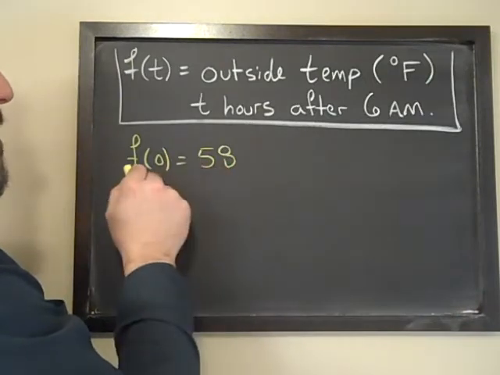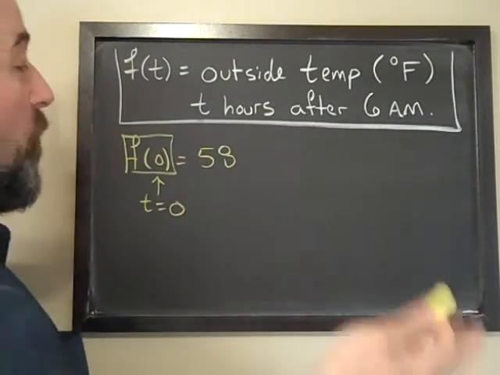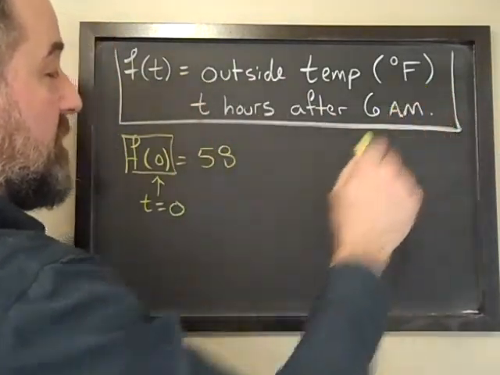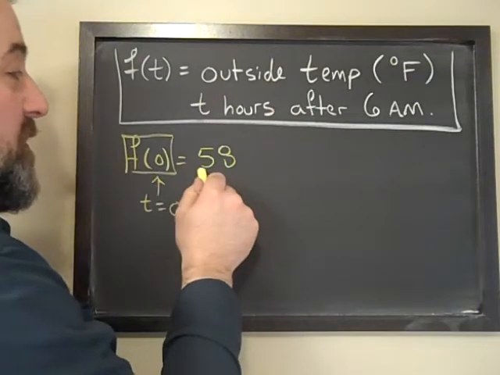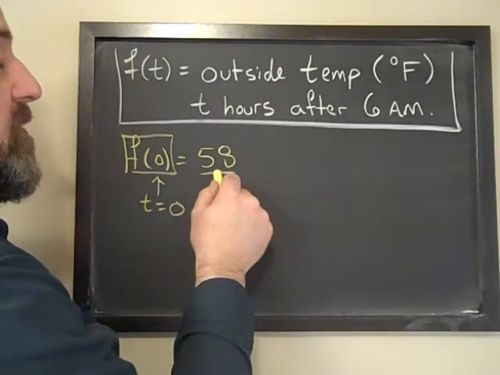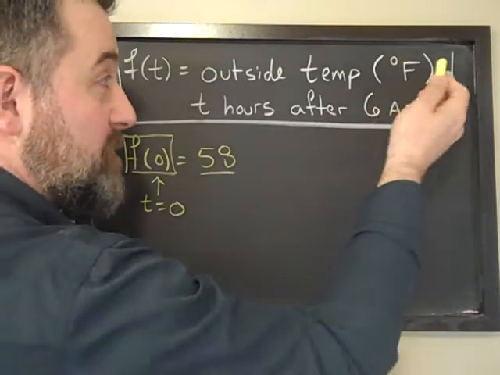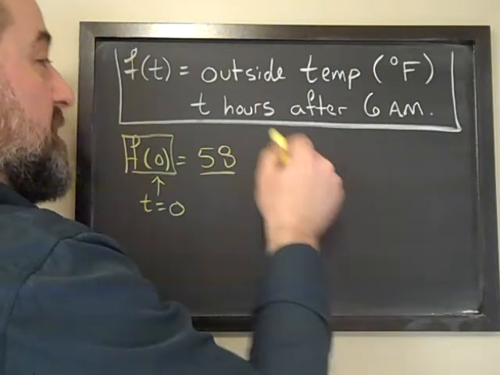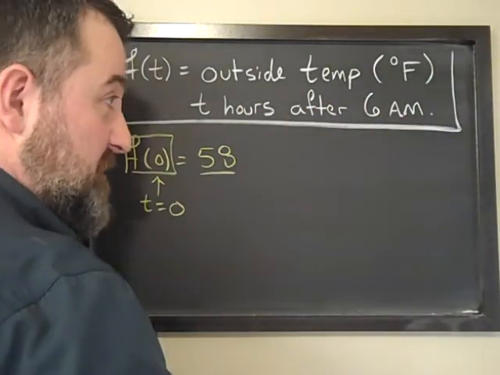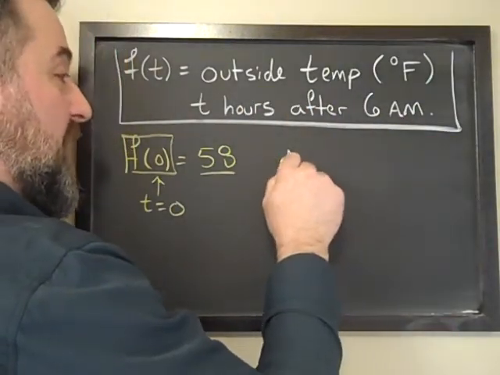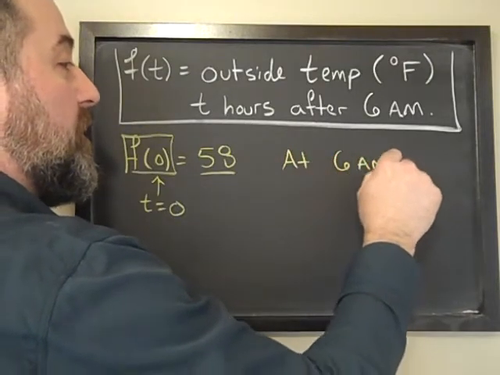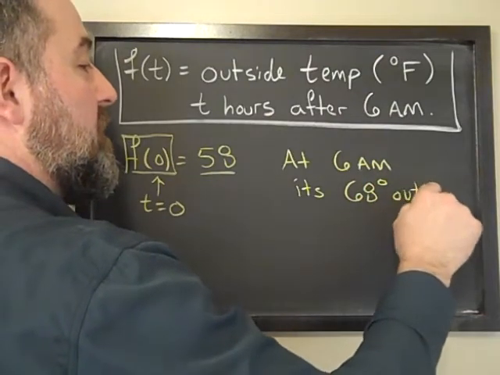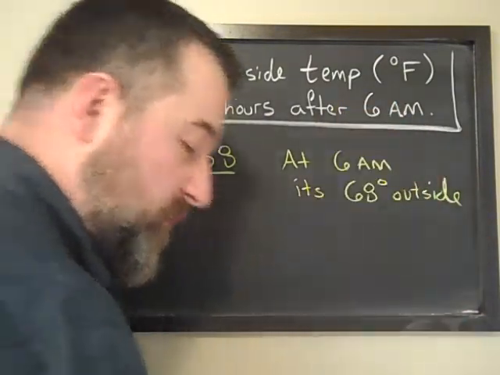And f of t, whatever the value is, is equal to the outside temperature. So since we're seeing f of 0 is 58, the 58 is representing what the outside temperature is in degrees Fahrenheit. So the meaning of this is 0 hours after 6 a.m. We would just say that's 6 a.m. So we would say this means at 6 a.m. it's 58 degrees outside. That's what that would mean for us.